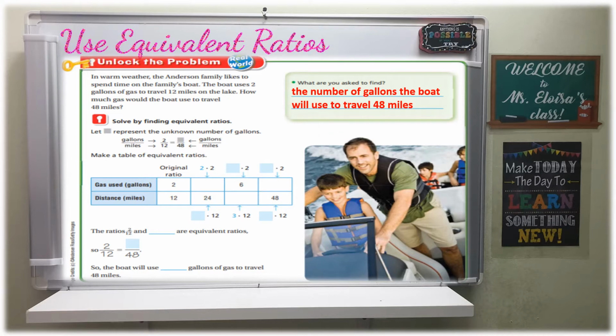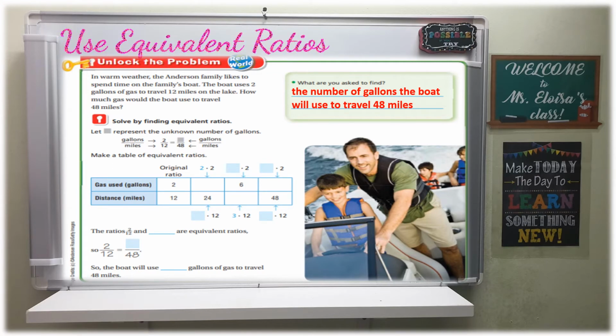So, let the box represent the unknown number of gallons. So that is gallons to miles, which is 2 to 12. We need to find the number of gallons that they will use to travel 48 miles. We can make a table of equivalent ratios. So the original ratio is 2 to 12, 2 gallons for every 12 miles.